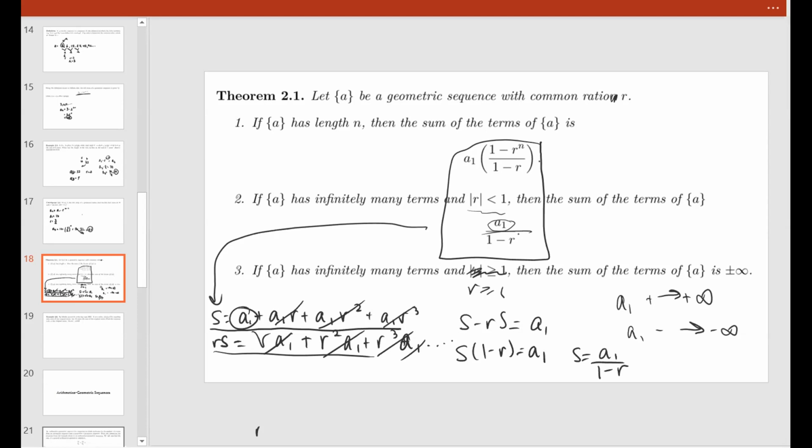And to derive the other formula, you do the same thing: multiply s by r and then take the difference, s minus rs.